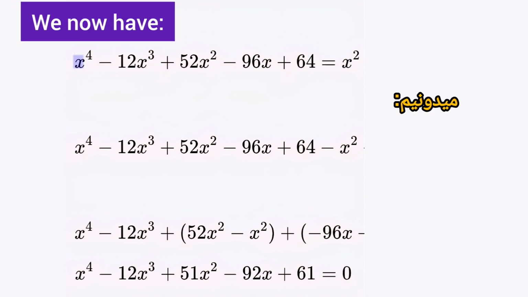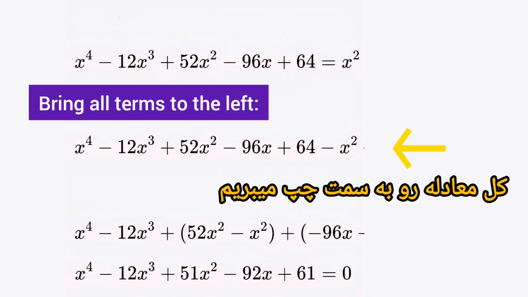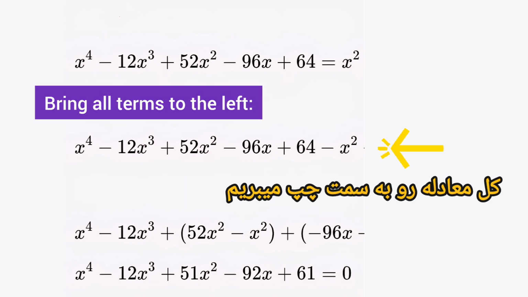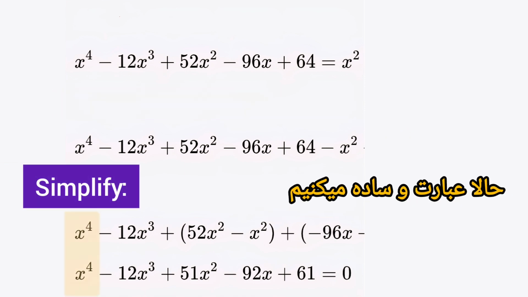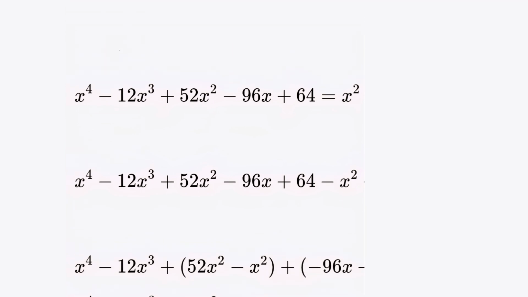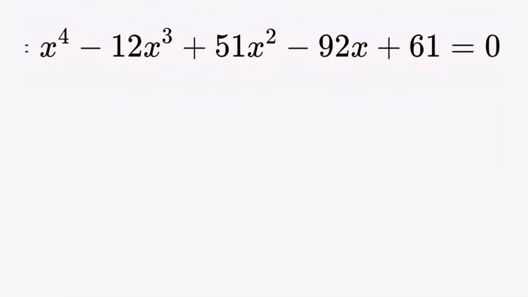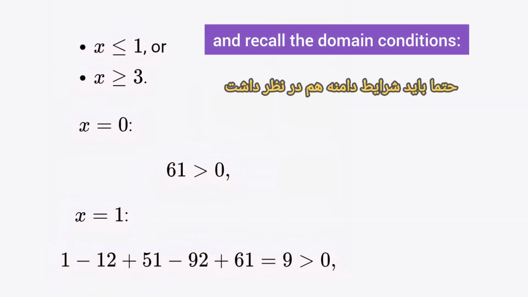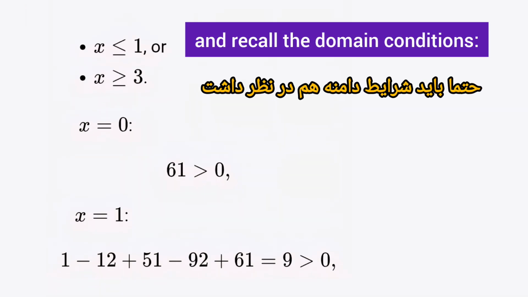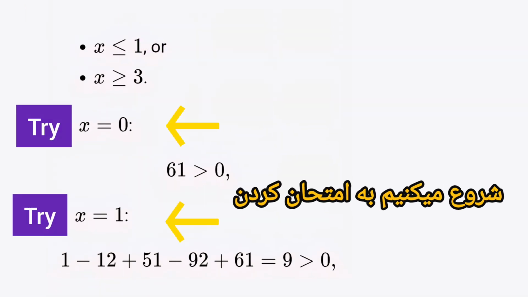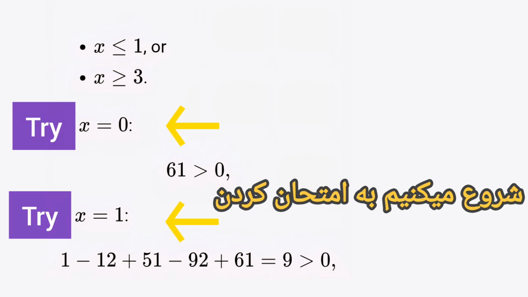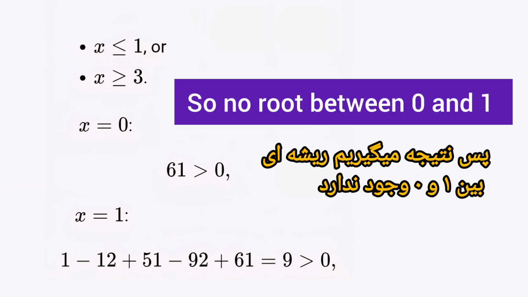We now have. Bring all terms to the left. Simplify. We want to find roots of. And recall the domain conditions. So no root between 0 and 1.